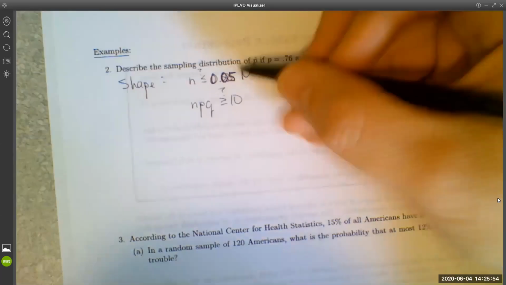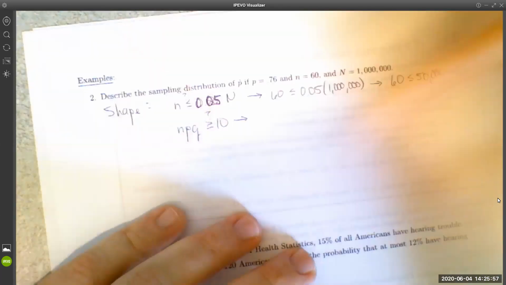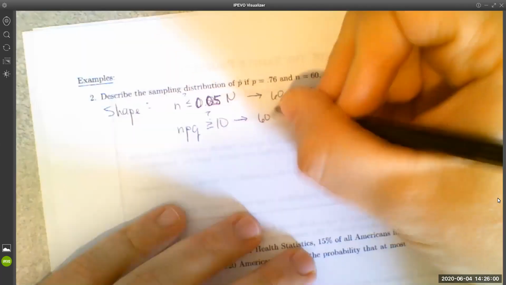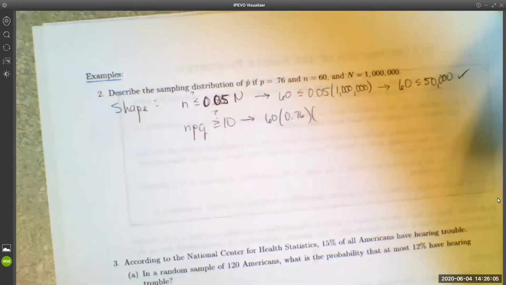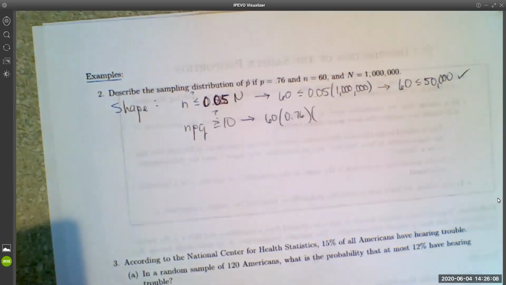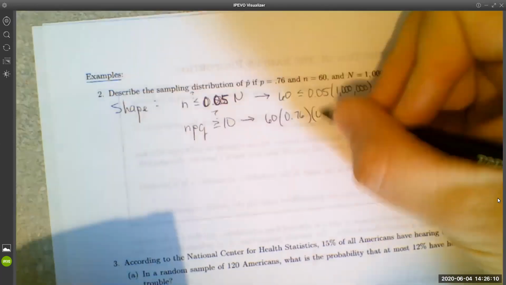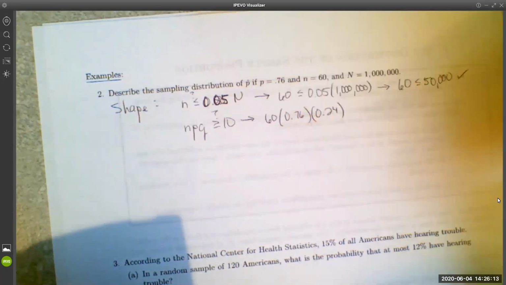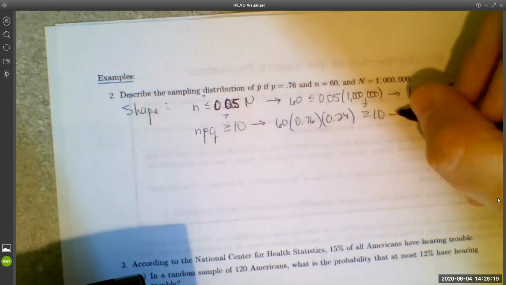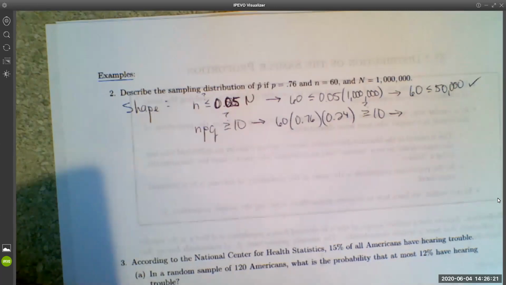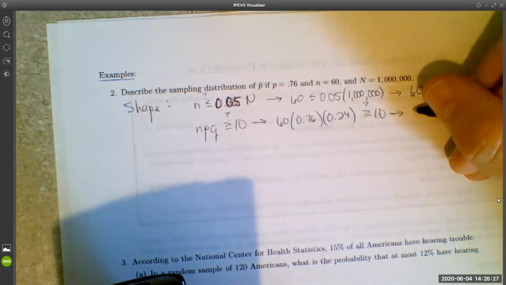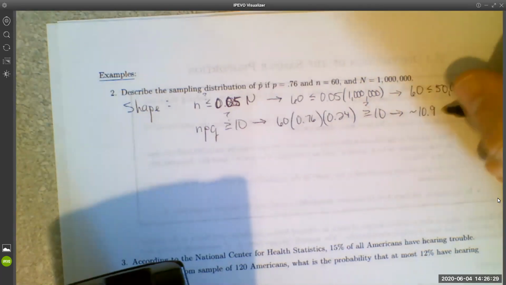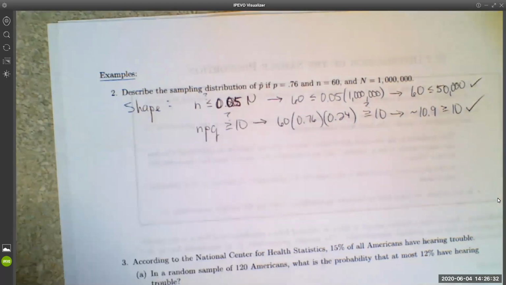n times p times q needs to be bigger than or equal to 10. So let's see, 60 times 0.76 times q. If p is 0.76, then q is 1 minus 0.76, which is 0.24. We want to know if this is bigger than or equal to 10. 60 times 0.76 times 0.24 is about 10.9. It's definitely bigger than 10, so that condition is also met.